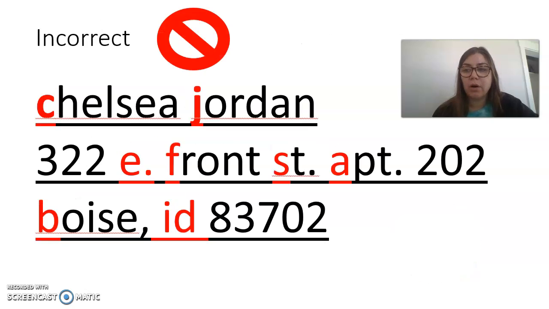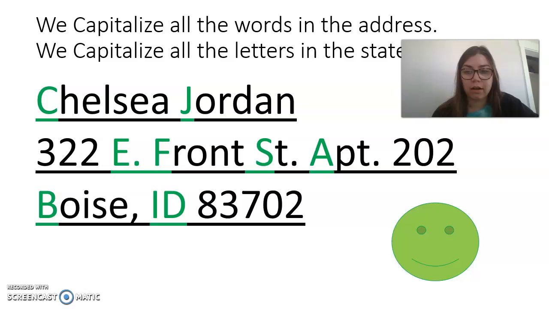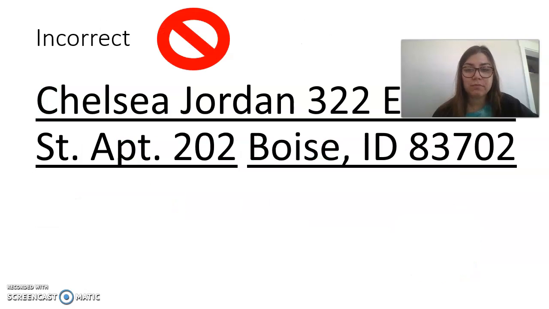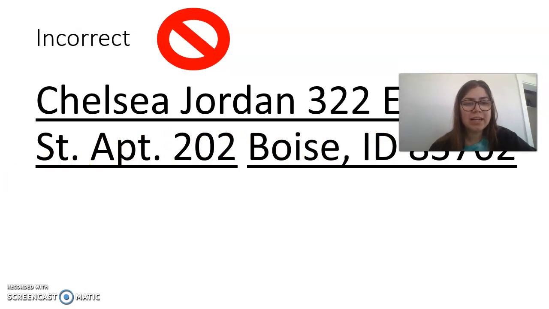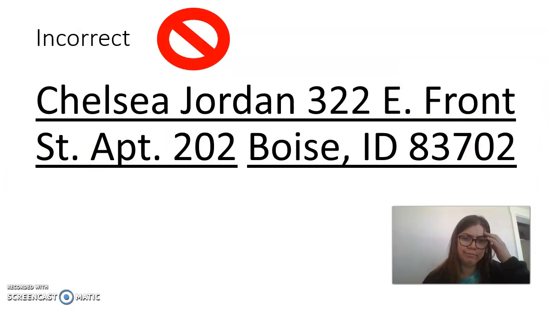Okay, so what else can we do wrong? This is correct, but there are other mistakes we can make. For example, what is wrong with this address? Looks like we have capital letters. We have punctuation. We have periods and commas. What's wrong with this one?